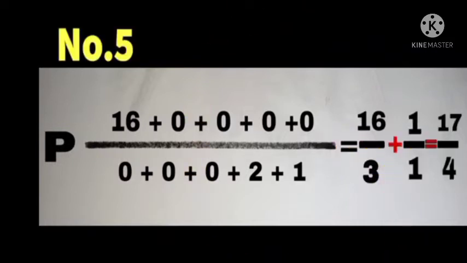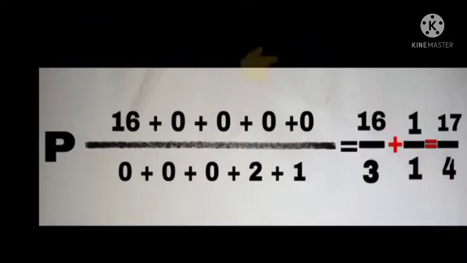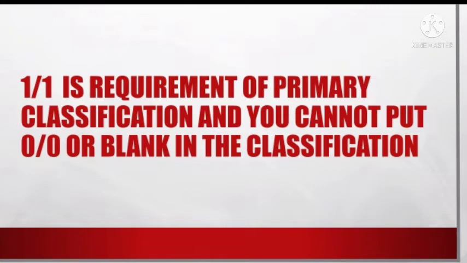And of course, never forget the pre-established fraction 1 over 1, which makes your primary classification 17 over 4. 1 over 1 is a requirement of primary classification, and you cannot put 0 over 0 or leave it blank in the classification.